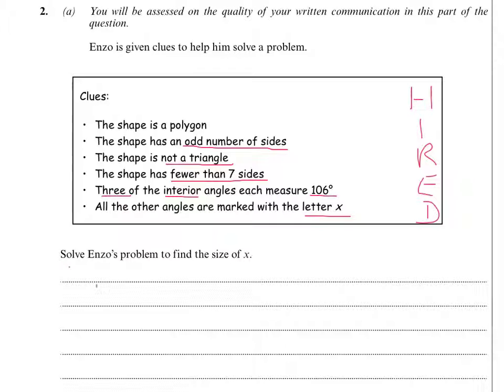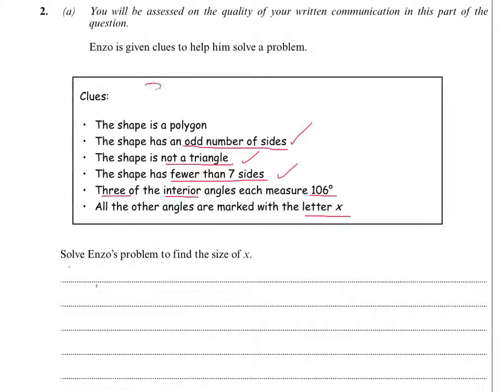So the first thing I'm going to do is use the maths in order to answer the question, and then I'm going to concentrate on putting that into sentences which help me communicate what the answer is. So the first thing I'm going to do is look at how many sides my shape has. I know it's got an odd number of sides, and I know that it's not a triangle, and that it has fewer than 7 sides.